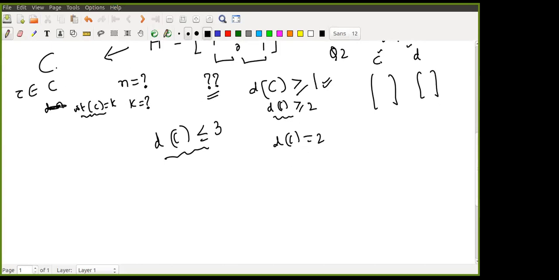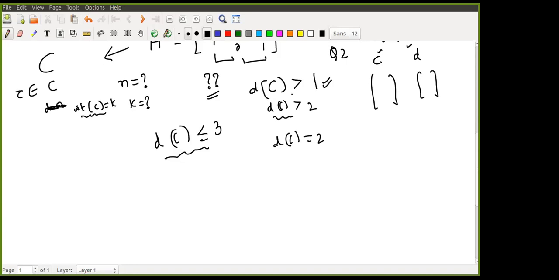Now the distance of the code is greater than 2, we already did. Sorry, there was a mistake. I wrote greater than 1 because none of them are non-zero. Actually, if one linearly independent column is there, the distance of the code is greater than 1. That is, I made a mistake, sorry.